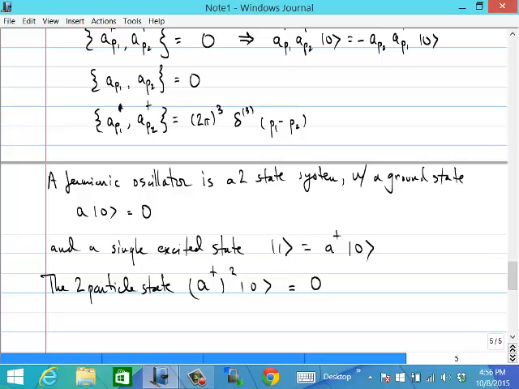And this is a principle that you know very well. This is, in fact, just the Pauli exclusion principle. Right? Two fermions cannot occupy the same quantum state.